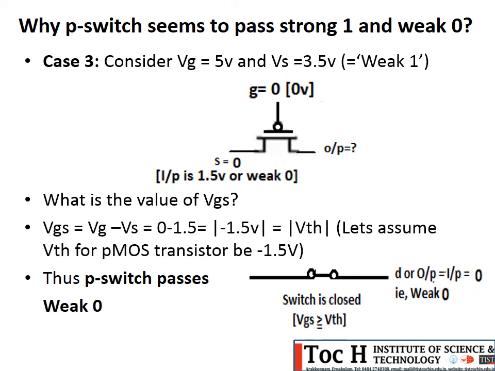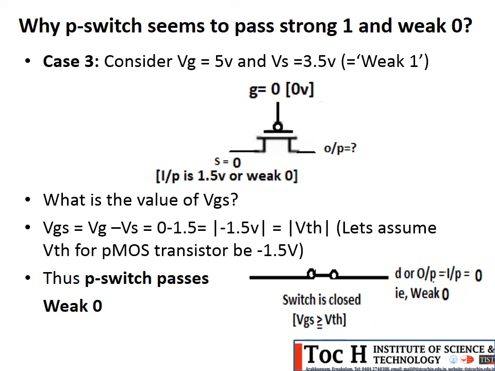It's by mistake. Here Vs should be 1.5 volt, and the 1.5 volt is actually coming under weak 0. So when I share the slide, I will make the change. For the time being, consider Vs as 1.5 volt, which is considered to be weak 0. So here it is written, input is 1.5 volt or weak 0.